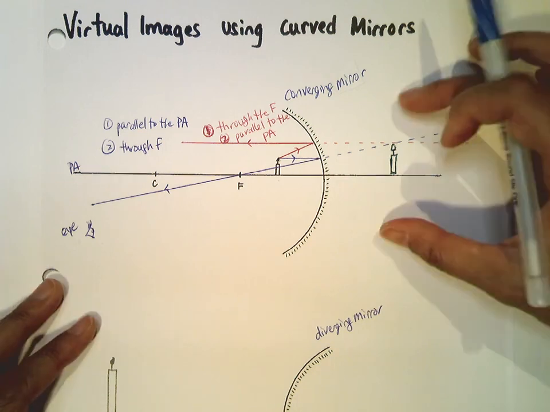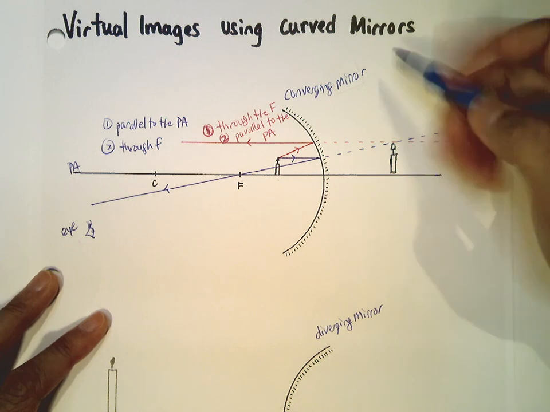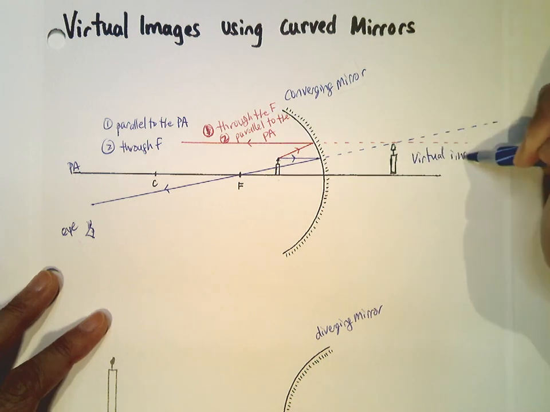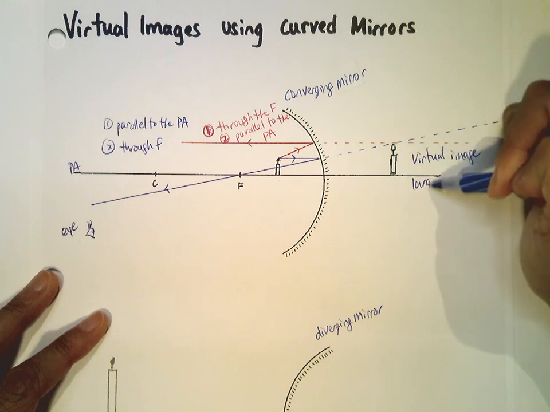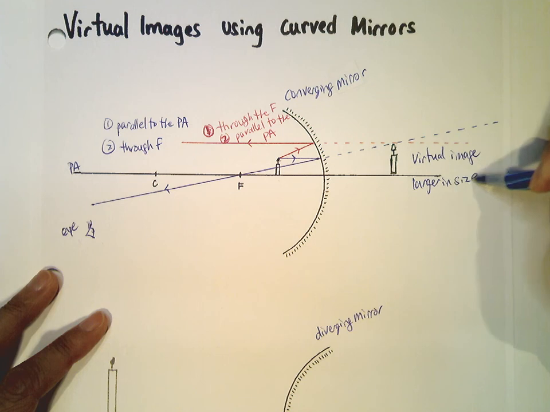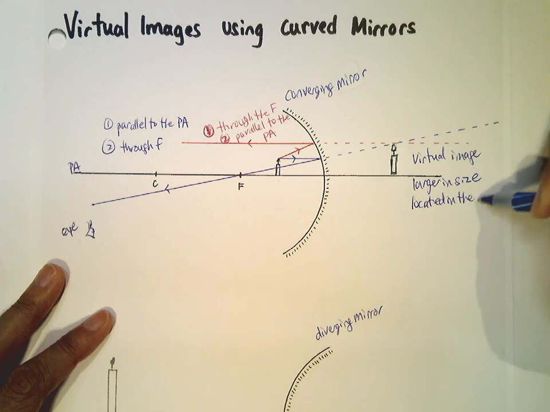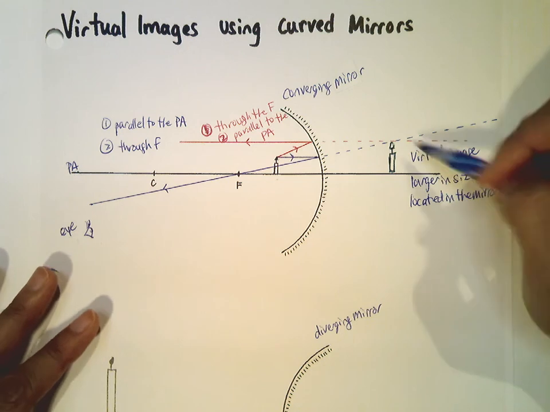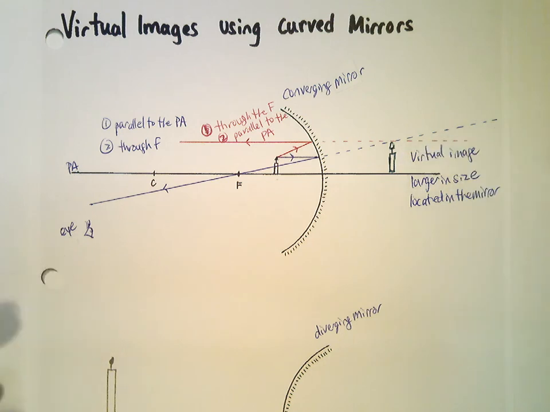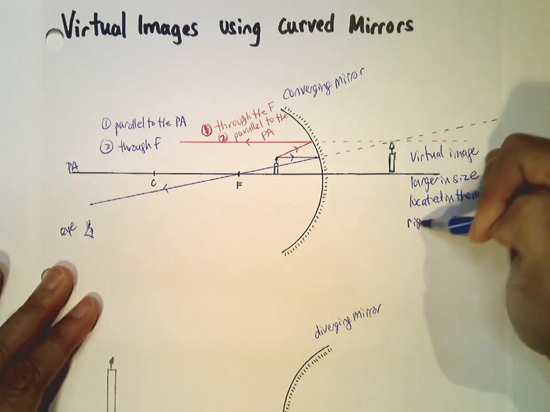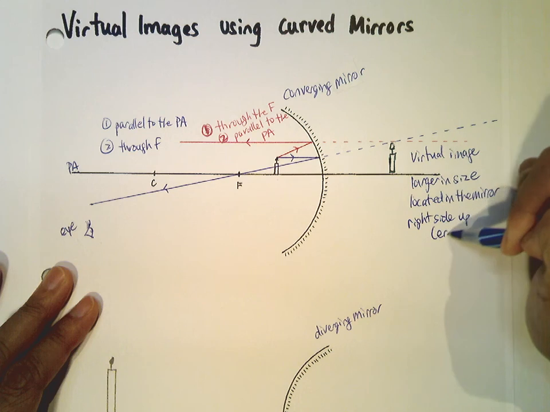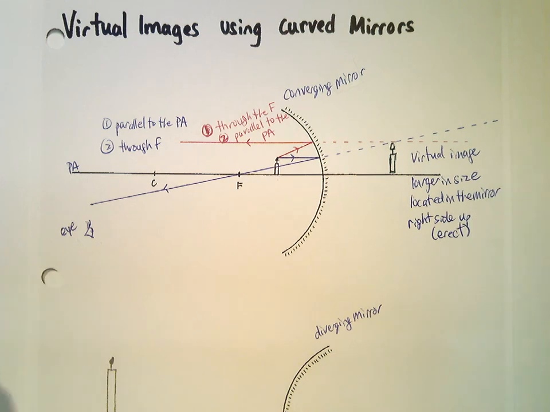So what are the characteristics of this candle image? It is a virtual image because it's made by dotted lines, and it's behind the mirror. In this case, the image is larger in size, and it's located in the mirror, behind the mirror. Also, this candle is right side up, or what we call erect. Remember, the pinhole camera gave you a real image, with no mirror, captured on a piece of paper, and it was upside down. Whereas a plane mirror image is the same size, but it was in the mirror.